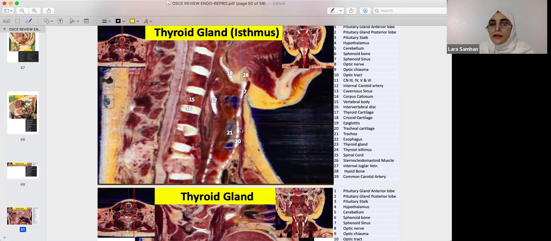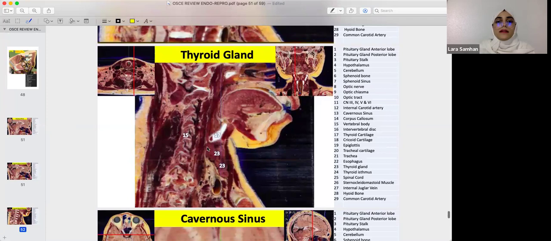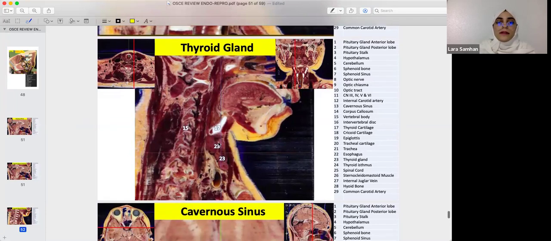What else to mention? Number 28 is the hyoid bone, which is just all the way hanging up. Here is another image of the thyroid gland. Number 23 is the thyroid gland. To get oriented, this is the head, the mouth, and this is the neck.